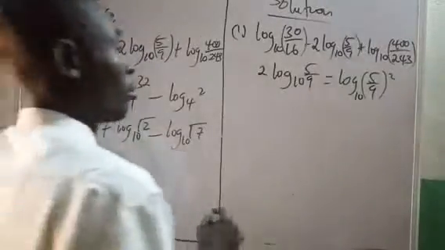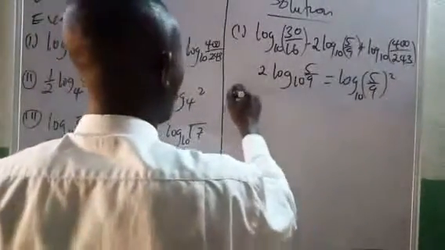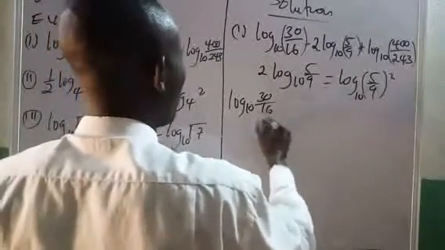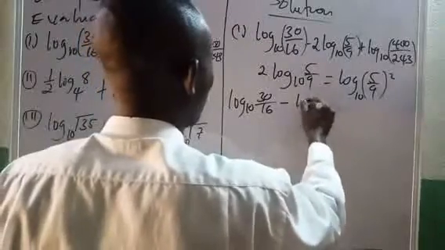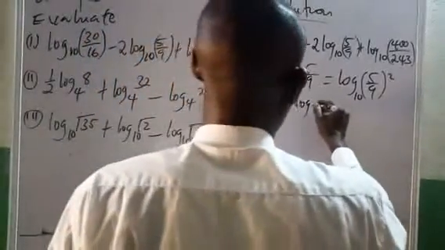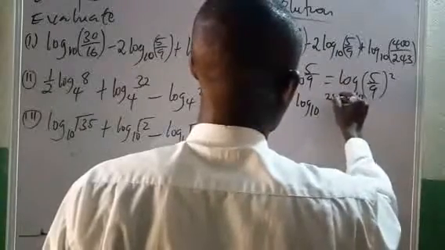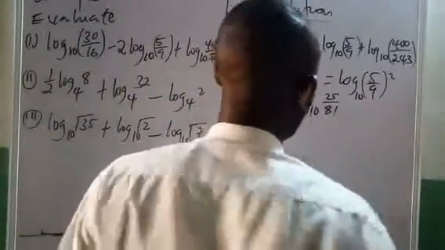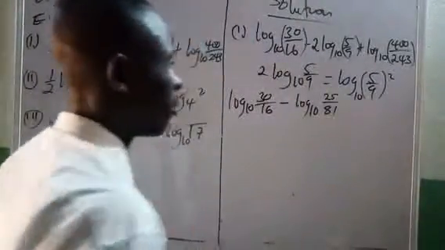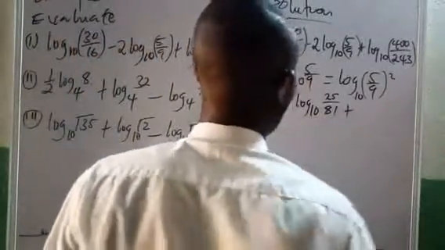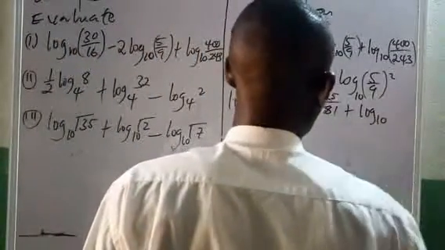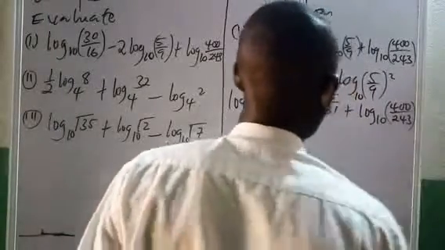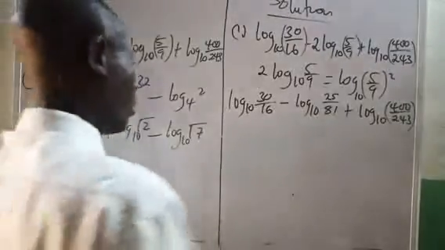So if I can rearrange the equation to become log 30 to base 10 minus log base 10 of 25 over 81. 5 square is 25, 9 square is 81, plus log base 10 of 243. So since they are in the same base, let's take one common base.